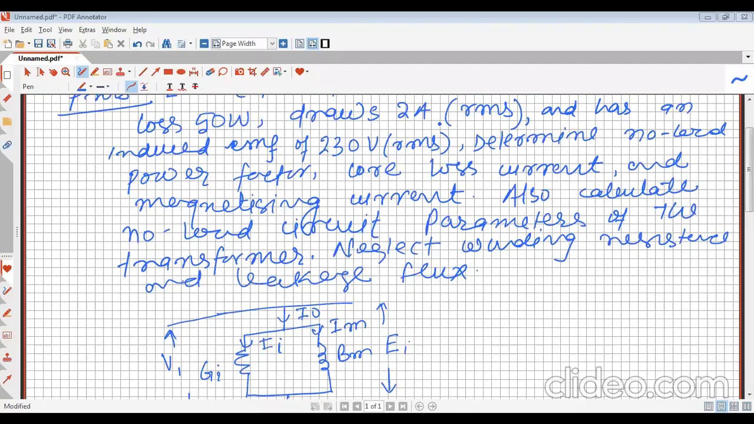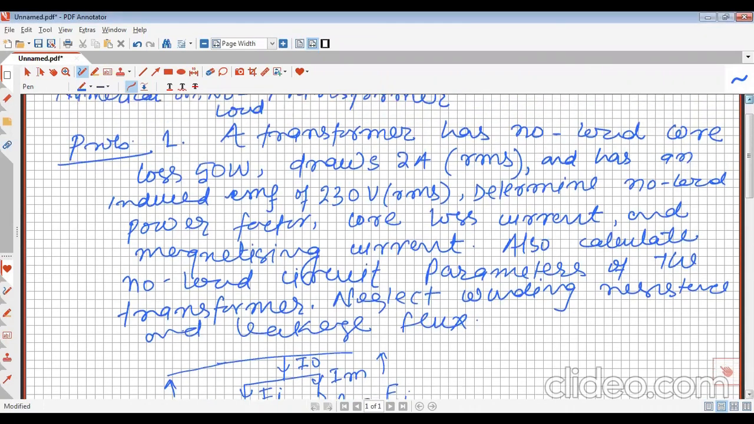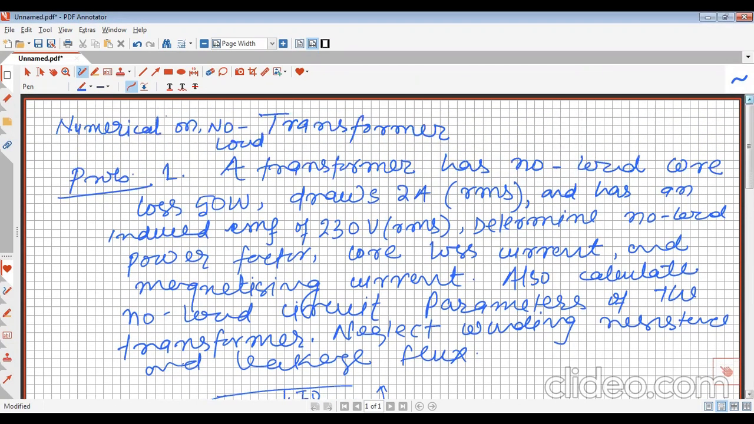Hello everyone. In this part of the lecture on the transformer, I am going to discuss some numericals based on the no load test of a transformer. In this numerical, it is asked that a transformer has a no load core loss of 50 watt. Means no load core loss is given as 50 watt.